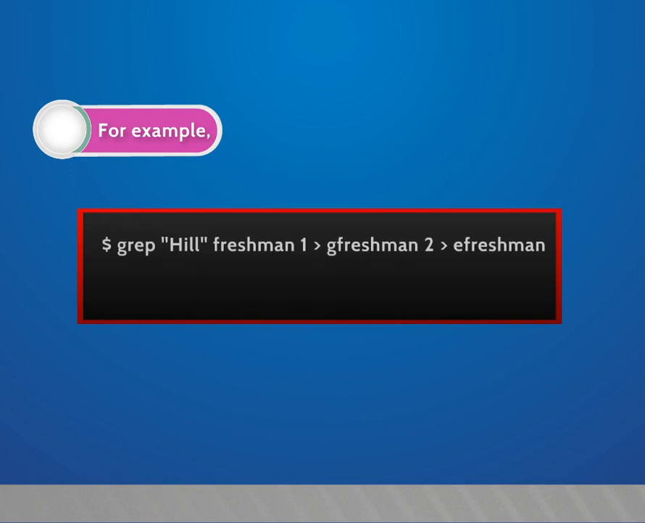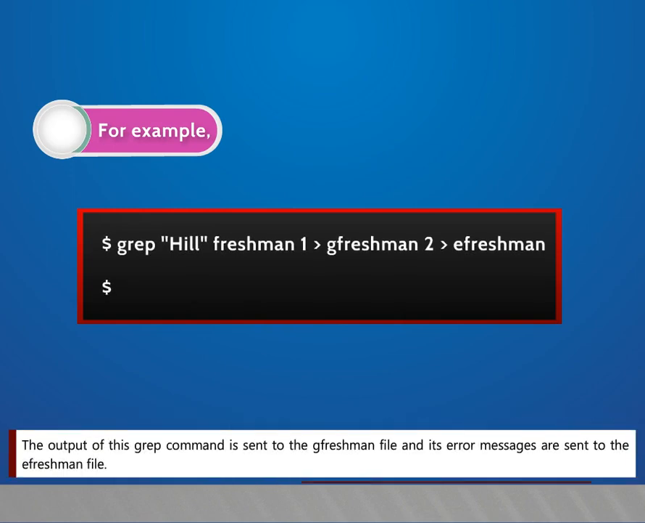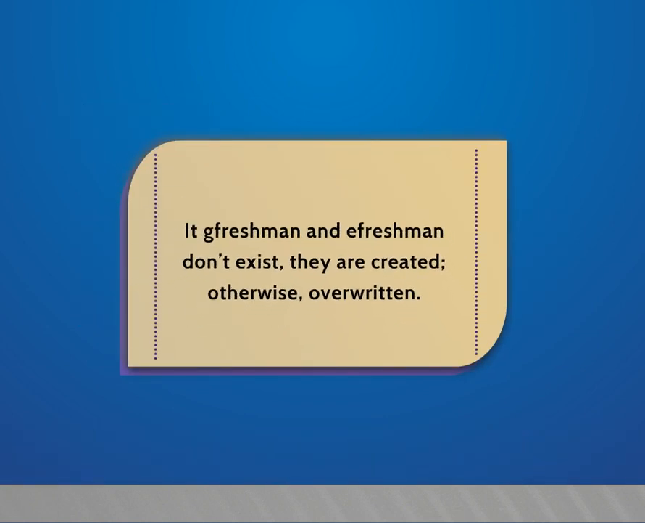For example, the output of this grep command is sent to the gfreshman file and its error messages are sent to the efreshman file. If gfreshman and efreshman don't exist, they are created, otherwise overwritten.